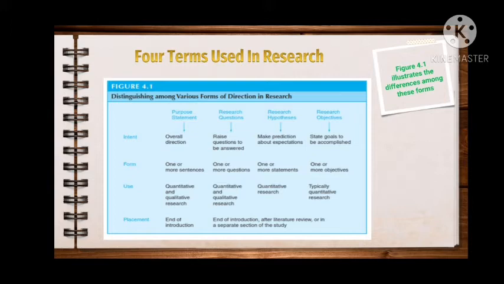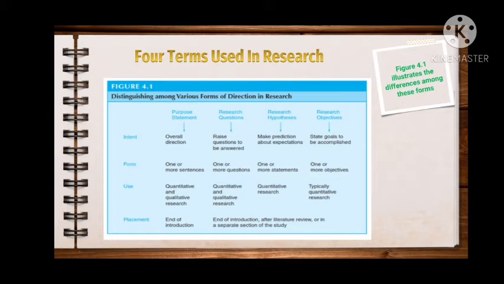Okay, I will start by defining the four terms used in research: purpose statement, research question, research hypothesis, and research objective. From figure 4.1, we can see that those forms differ in kind of intent, form, use, and placement in research reports. So I will explain them one by one.